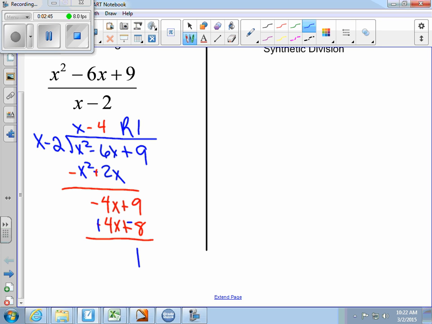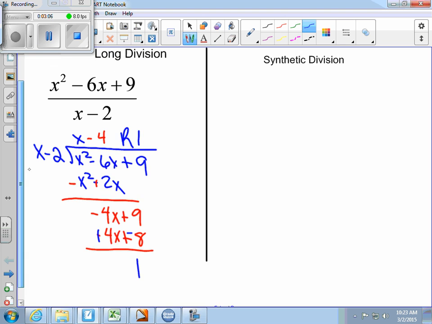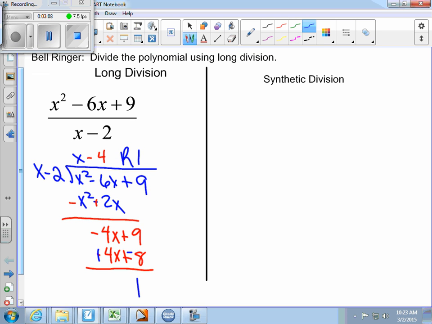Now, what that did for us is I now know that x squared minus 6x plus 9 divided by x minus 2 is equal to x minus 4 plus 1 over x minus 2 if I wanted to write it that way. There's a couple of different ways we can write it, and I'll show you that later. Today our focus is going to be trying to factor polynomials using division.